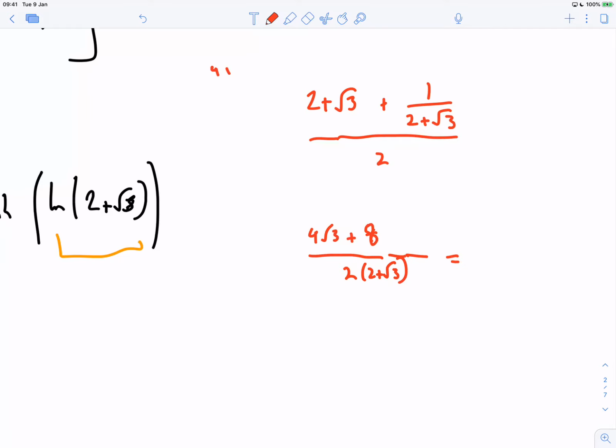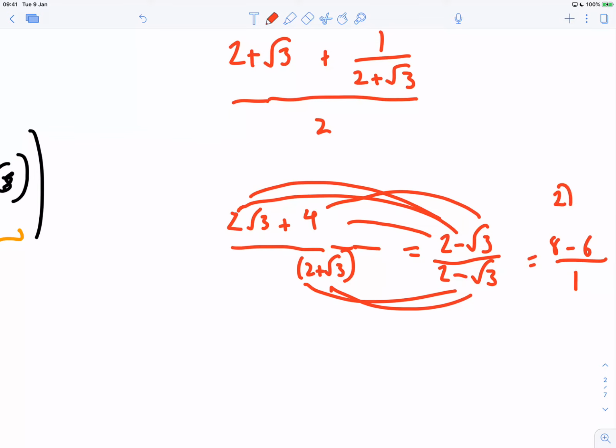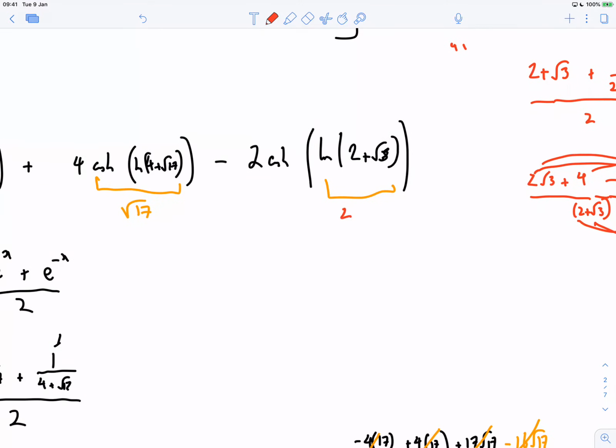And then the 2's cancel, so then that becomes a 2, that becomes a 4, this disappears. I'm going to times by 2 minus root 3, top and bottom. So that 2 squared is 4, minus root 3 squared is 3, so that's a 1. And then I'm going to have 2 lots of 2 root 3, and minus 4 lots of root 3, so they cancel. So the only thing that's going to be left is 2 times 4, which is 8, and 2 lots of root 3 times minus root 3, which is minus 6, that's actually 2. Wow, so that's just a 2.